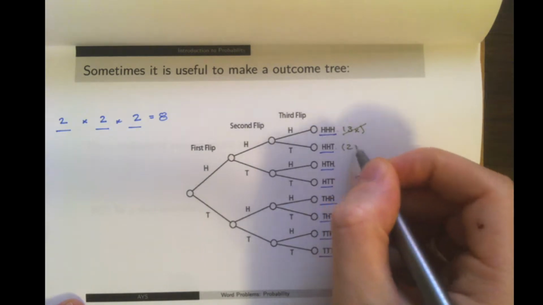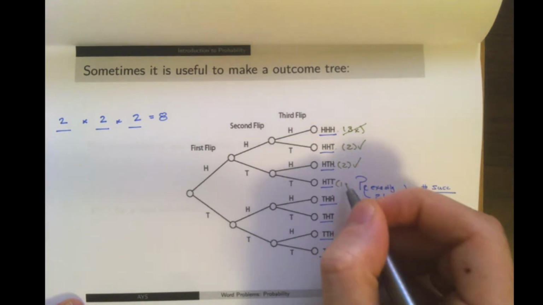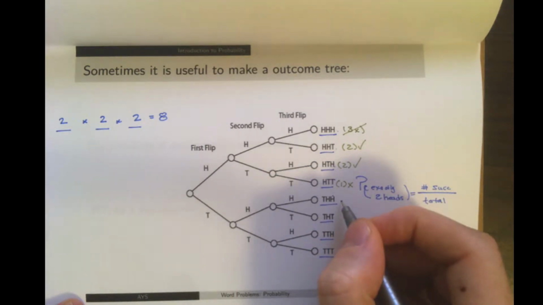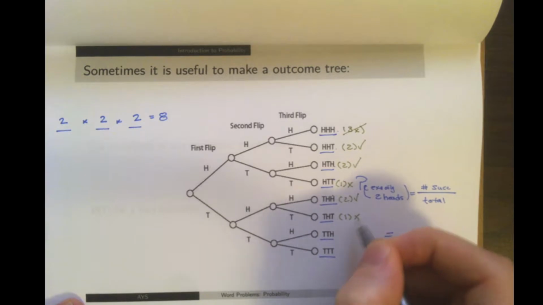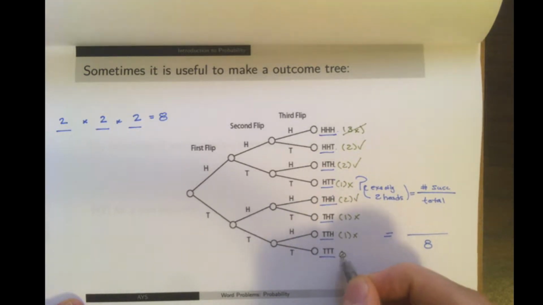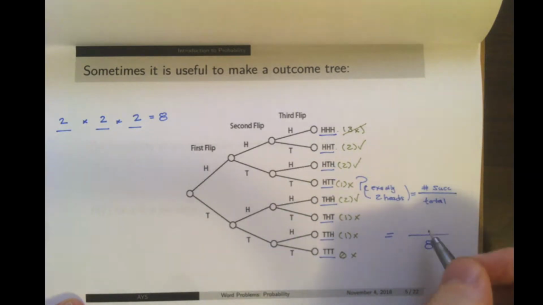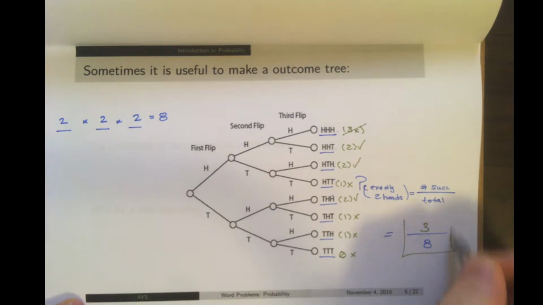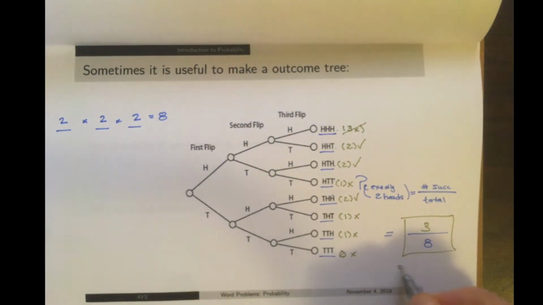So this one has 2. That's good. This one has 2. That's good. This one has 1. That's a fail. This one has 2. This one has 1. This one has 1. And this one has 0 heads. So I also got 1, 2, 3. So my answer to this question would be 3 out of 8. That's 37.5%.